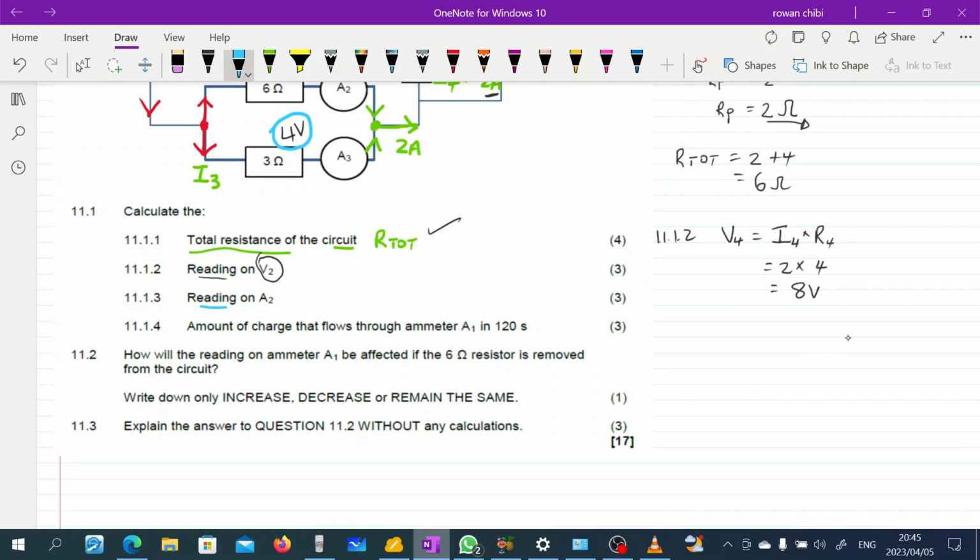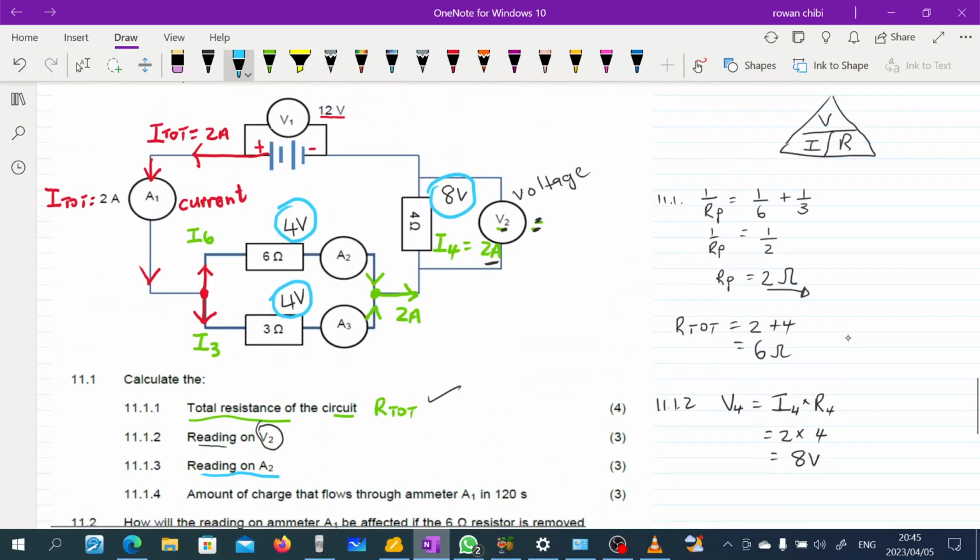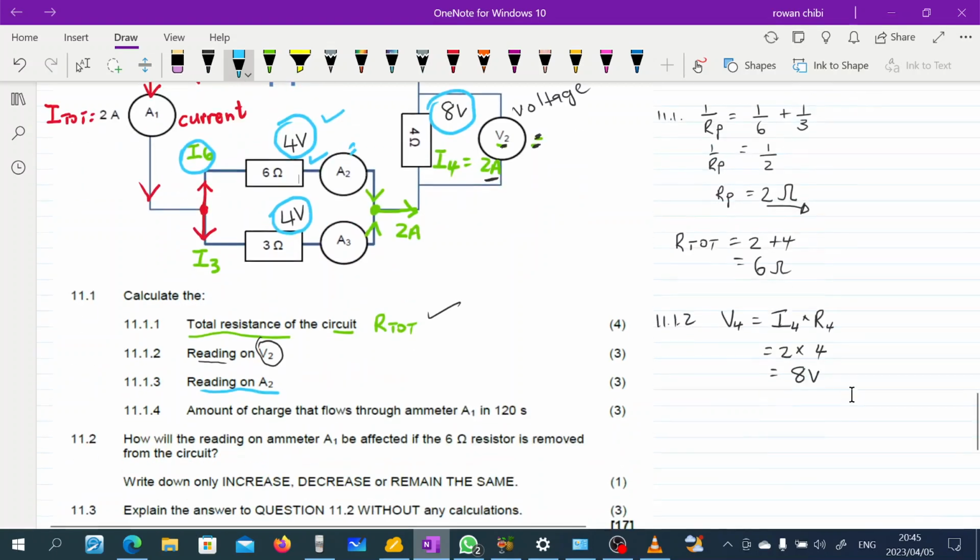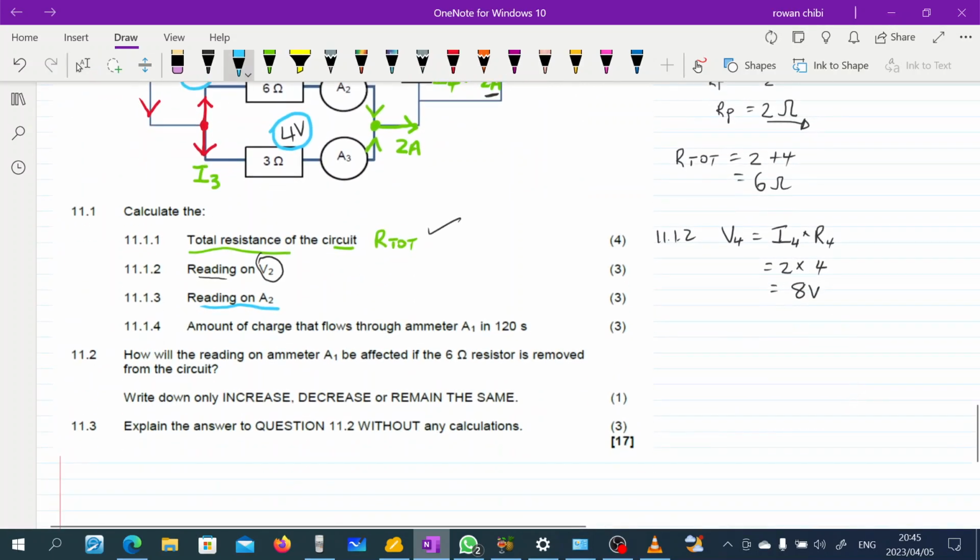Calculate the reading on A2. Now A2 is the ammeter. They want the current now, the I6, the current passing through the 6 ohm through the A2. A2 is the ammeter, it measures current. So we want this current now. Can we find the current I6? Yes, we can, because we do have the voltage, we do have the resistance. So let's find that current I6.